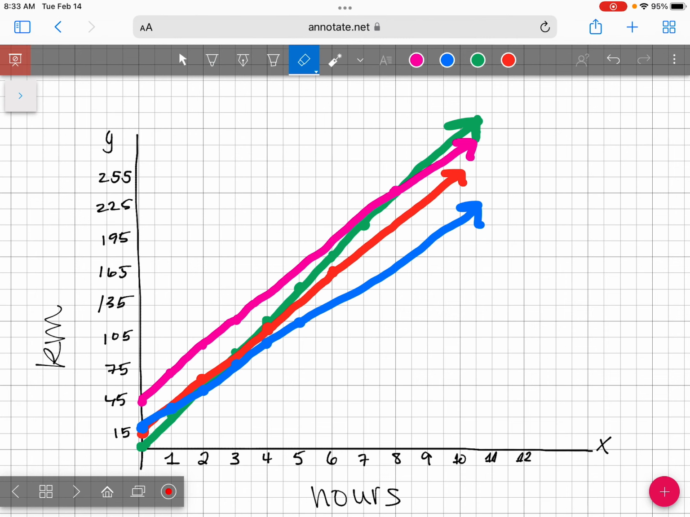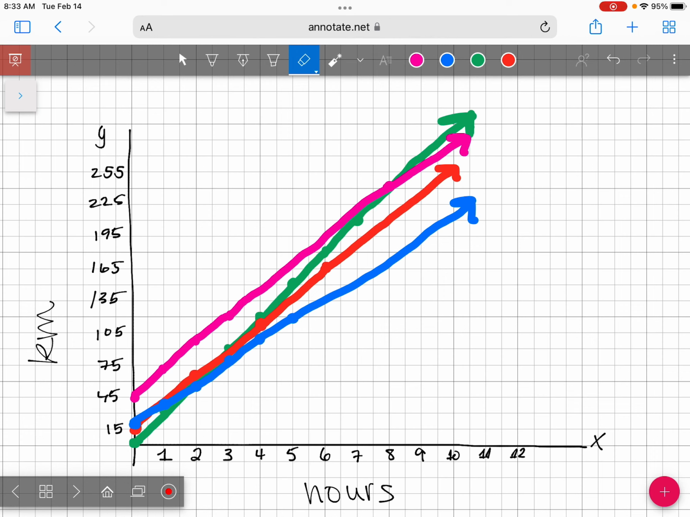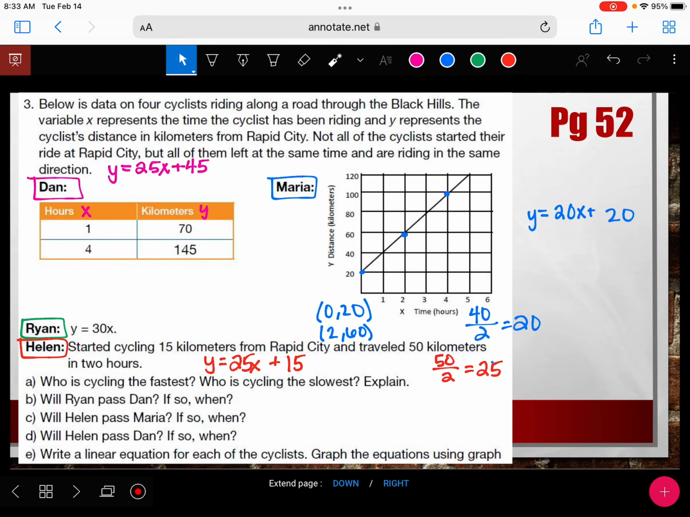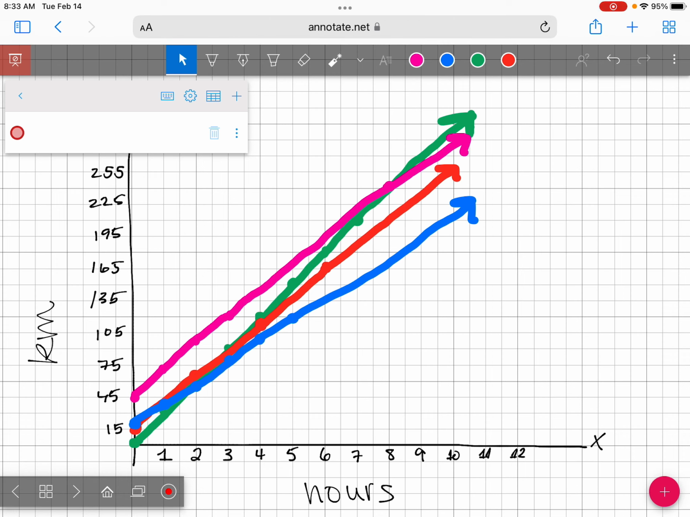So now we can go to page 53 and answer these lovely questions together. So, using our graphs, I'll just stay on this page. And you should have your graphs on your page as well. So if you open your book up for both pages, you can look at your graph and the questions. So A asks us, who is cycling the fastest? Who's cycling the fastest?